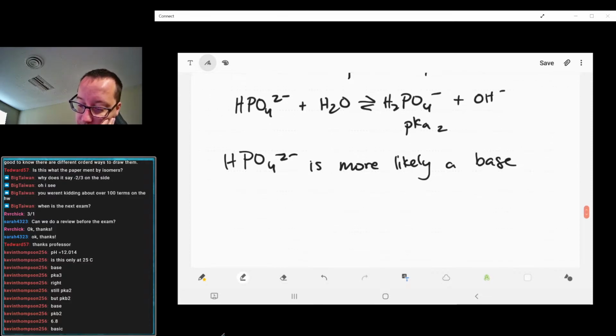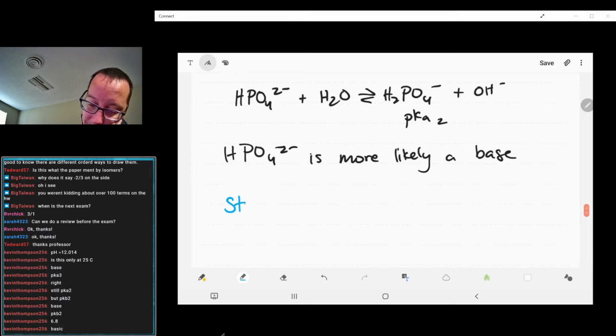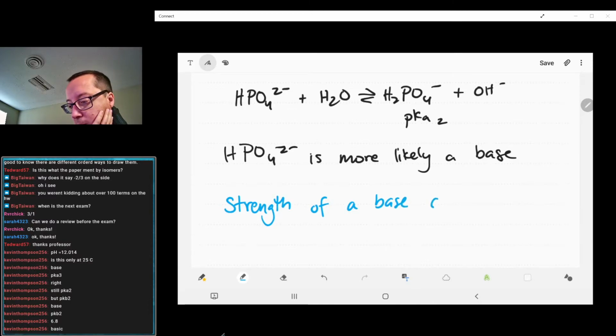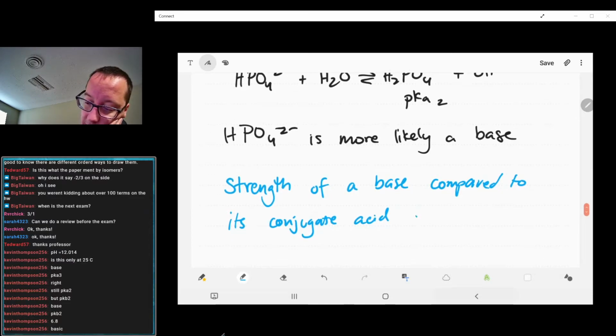So, the point of all this is that the strength of a base compared to its conjugate acid, or vice versa, will dictate its behavior in solution.